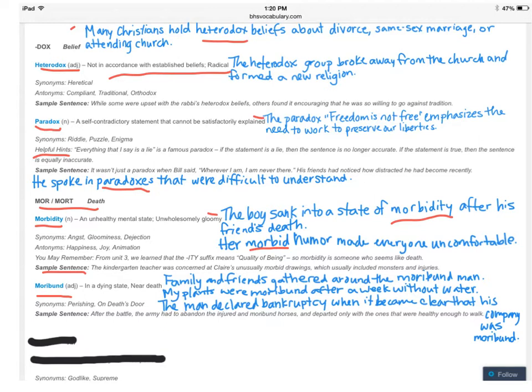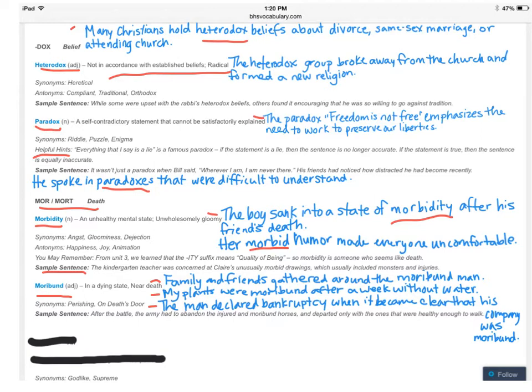Your first example up here, friends and family gathered around the moribund man. So if he was near death, friends and family gathered around him. Second, my plants were moribund after a week without water. So the plants are going to die because they haven't been watered. You'll notice it does not always have to do with people. And then the last one also doesn't have to do with people. The man declared bankruptcy when it became clear that his company was moribund. So the company is in a dying state near death.